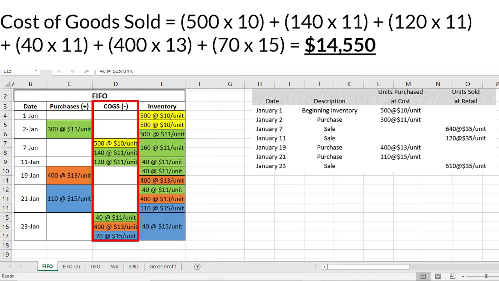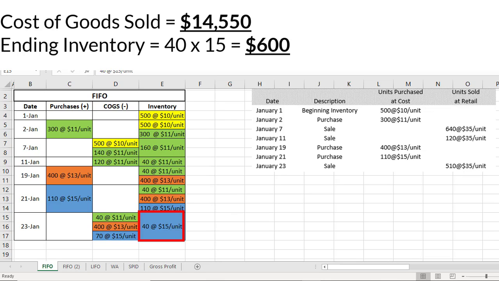Thankfully for the inventory, all we need to do is to calculate the balance as of the final date, which is January 23rd. So that's 40 times 15 is $600 of ending inventory. So technically we are done. The cost of goods sold is $14,550 and the ending inventory is $600.